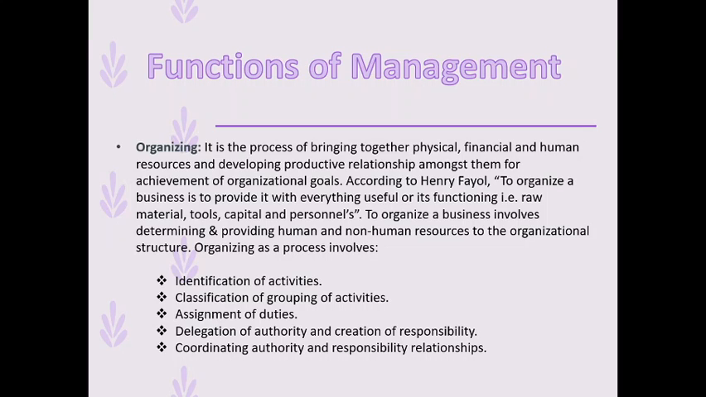Organizing a process involves identification of activities. Of course, you will need to identify the activities that you need to undertake, right? Then classification or grouping of activities. Now you need to classify those activities. Suppose there are different activities like tying, dyeing, cutting. So there will be a classification of those different kinds of activities under these three heads. Then assignment of duties. You will need to assign duties to your staff.